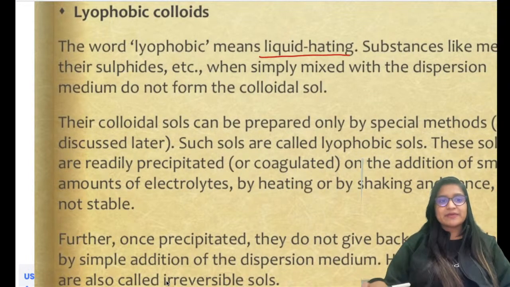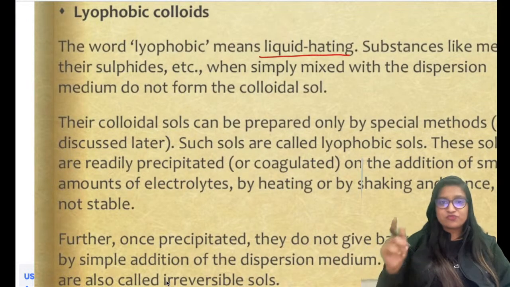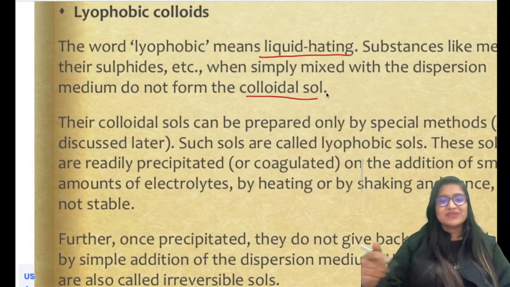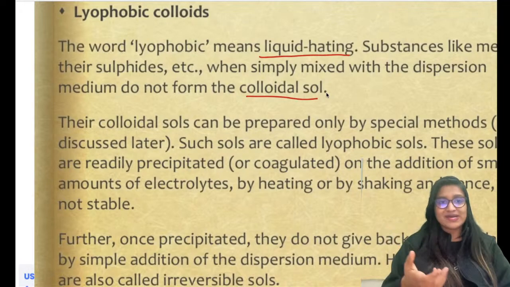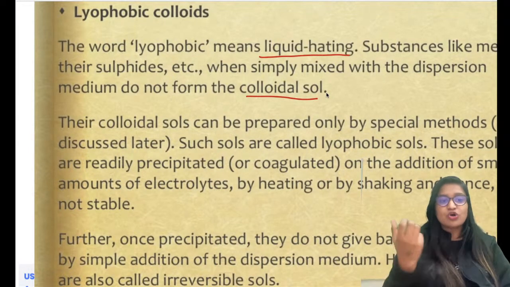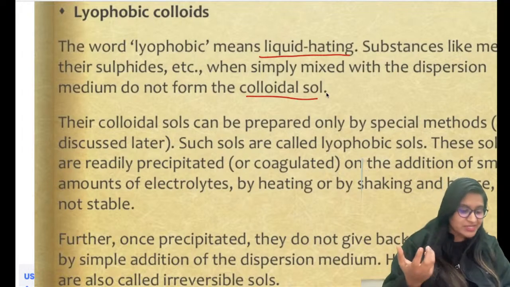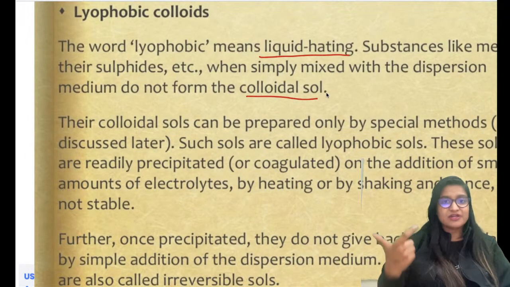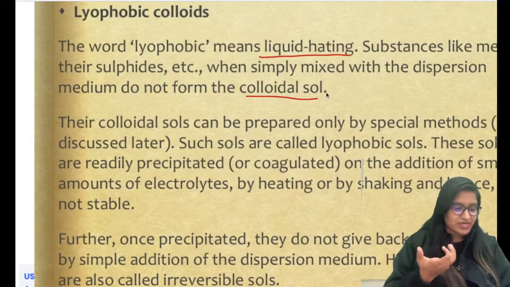So substances like metals and their sulfides, when simply mixed with the dispersion medium, do not form a colloidal sol. Their colloidal sols can be prepared only by special methods, such as coagulation or peptization, okay? We will see in the next session what those special methods are.